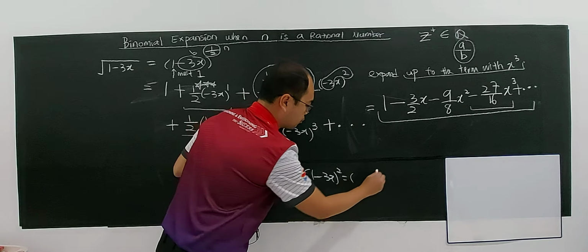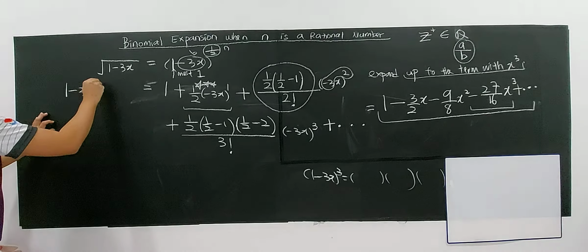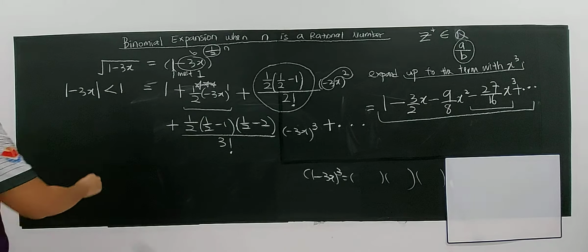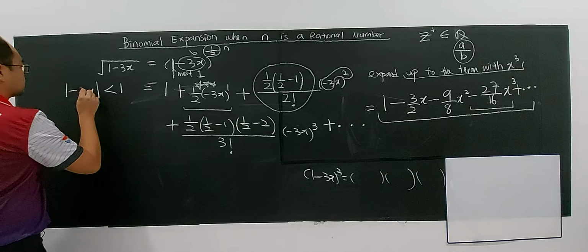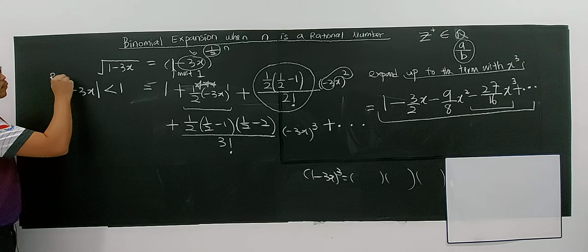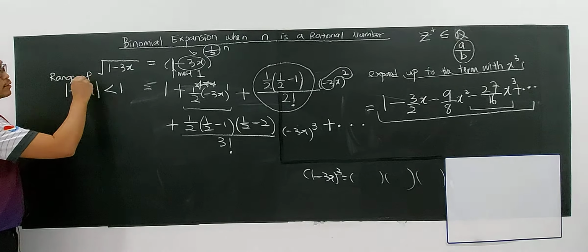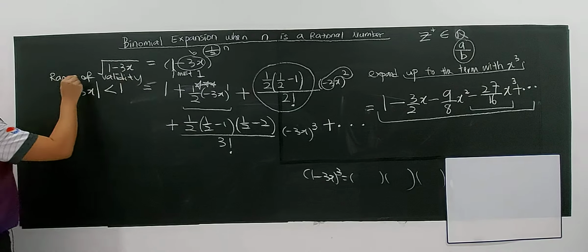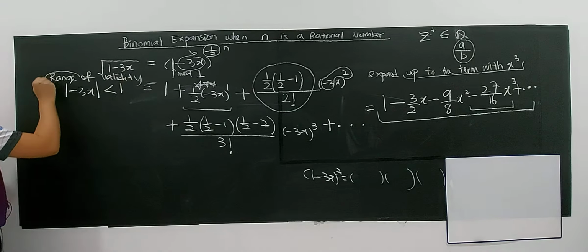So 1 minus 3x, square root. If you want to use this formula, you have a condition: the term, if the first term here is already 1, you take the b term, and it has to be less than 1, right? So by now you have to know that this is the range of validity, or we say interval of validity.